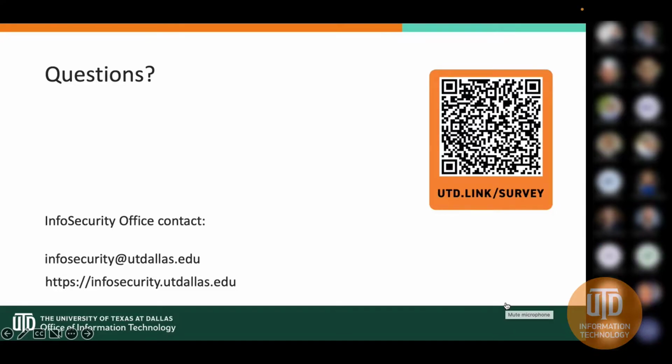Oh, and by the way, that's a QR code. It's safe to take a photo of that or use it. I promise you, it is not booby trapped.